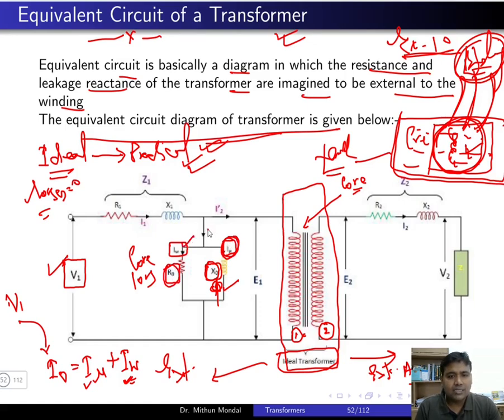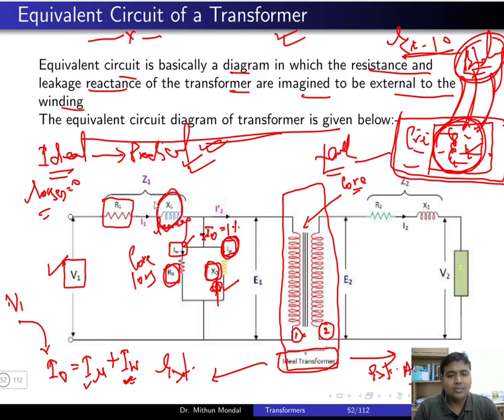Now the vector sum of the currents IW and I mu is the no load component of the current, and you know that the no load component is 1% of the full load current, so it is very small. Now the loss in the transformer due to the copper loss is represented by R1, and the loss due to the reactance or the leakage will be represented with X.